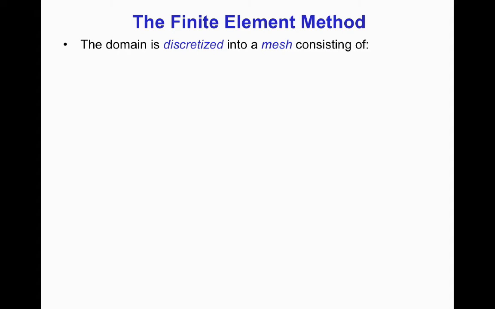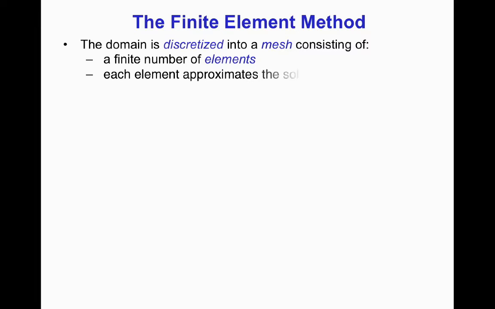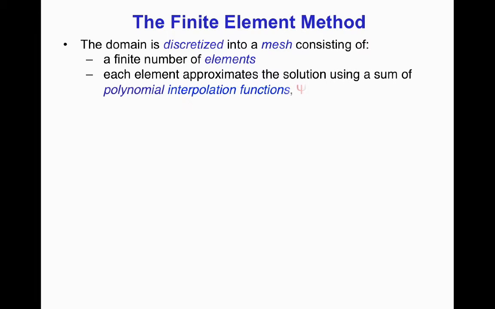So the first step in the finite element method is that the domain, the region of interest, is discretized into a mesh. And the mesh consists of a finite number of subdomains or elements, and each element approximates the solution using a sum of normally polynomial interpolation functions, which we'll call psi. So these will interpolate variables, including the solutions, across the domains of our elements.